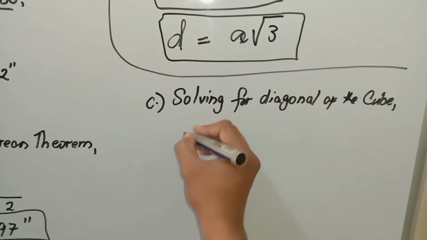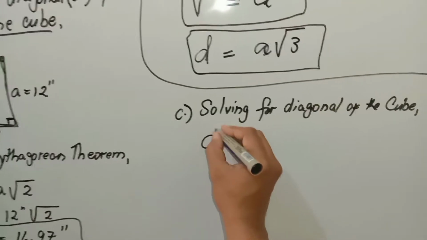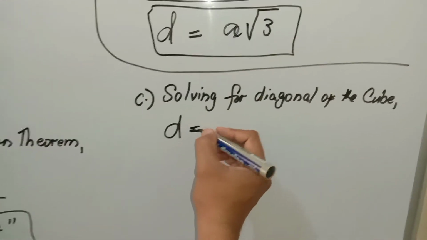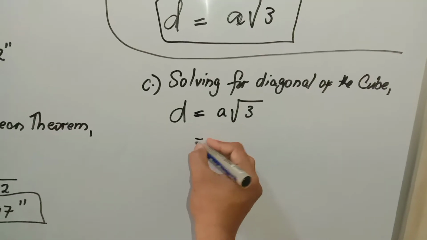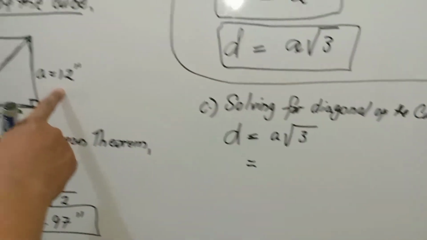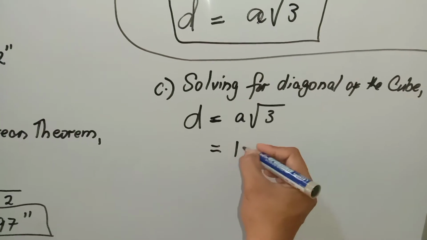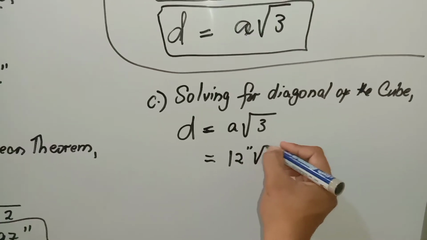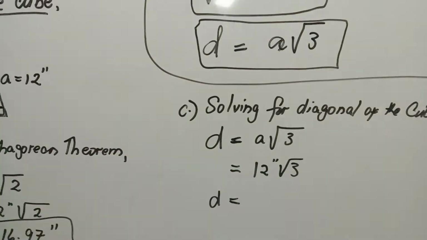So, as we all know, the equation for the diagonal of the cube is equal to A times the square root of 3. So, substitute the value of A. How much? We have 12 inches. So, 12 inches times the square root of 3. So, D is equal to how much, guys?